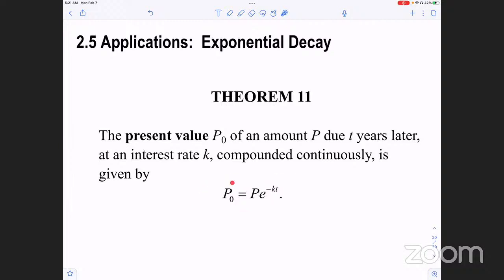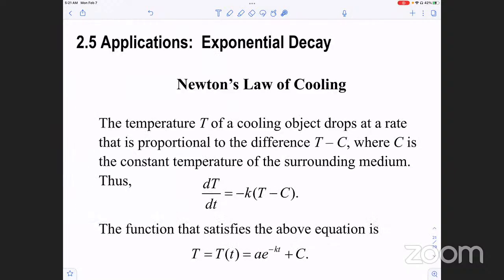So then the initial deposit, again, the present value P naught of an amount P due T years later at an interest rate K compounded continuously is given by this. So this tells us an initial deposit for some future amount, right? It's the same as Pert, just kind of working backwards.